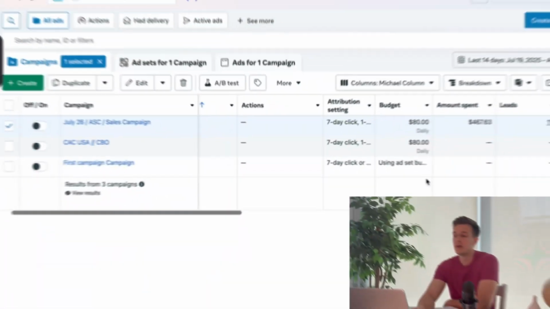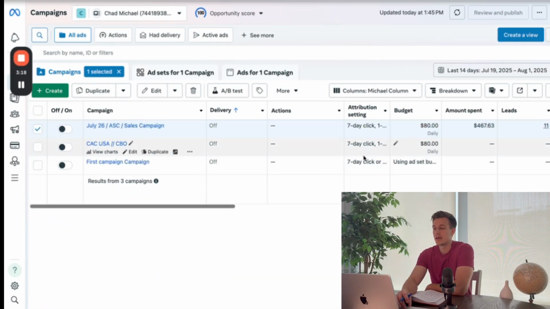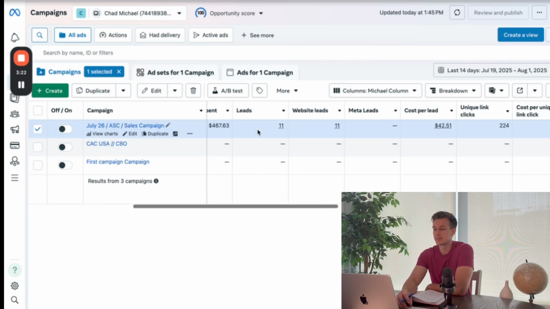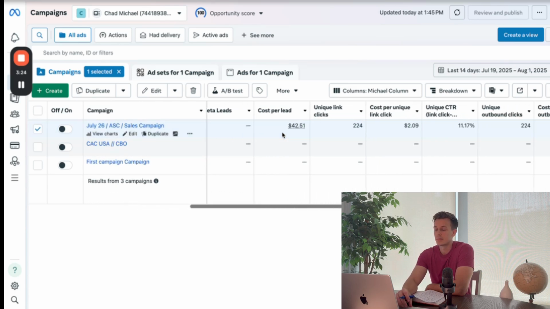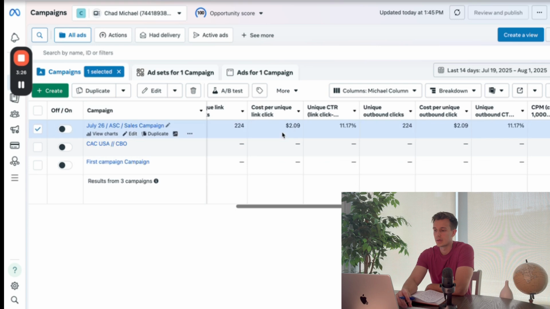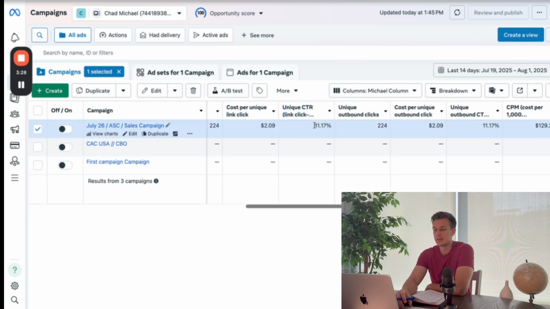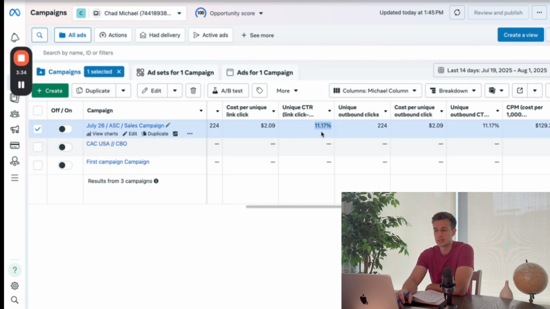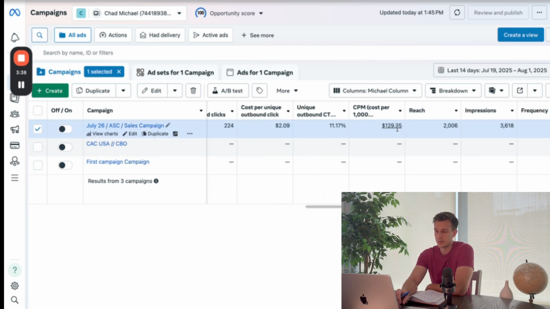Now, for example, we can take a look at this campaign on my computer. This campaign has been running for 5-6 days. Amount spent, $467. Leads, 11. Cost per lead, you can see there. You can see the click-through rate is quite high. Typically we'd be looking at something between 2 to 3%, so 11.1% is very high. It's also coupled with a very high CPM. The CPM should typically be lower, at least around $50 or lower than that.